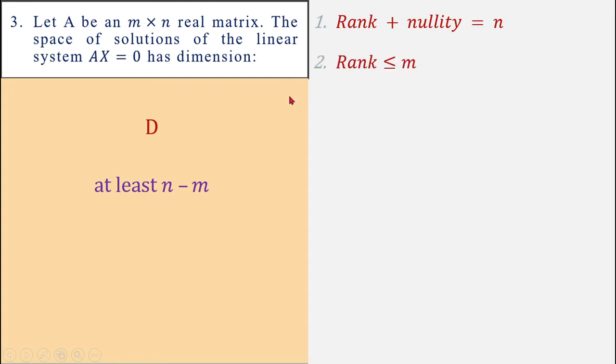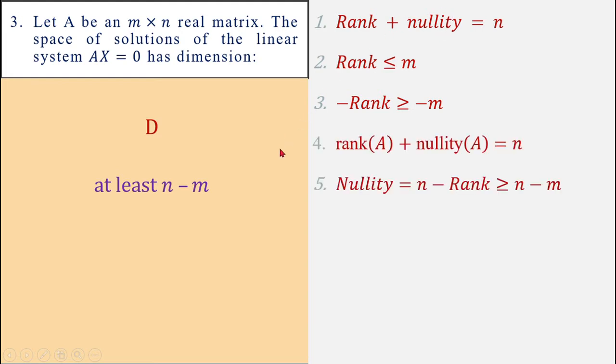Rank is less than or equal to m. So minus rank is greater than or equal to minus m. We know that when we multiply any inequality by a negative number, its inequality sign changes. Now, as rank of A plus nullity of A is equal to n, we can say nullity of A is equal to n minus rank of A. But minus rank is greater than or equal to minus m. So you have to replace this minus rank by minus m, and we get nullity is greater than or equal to n minus m.